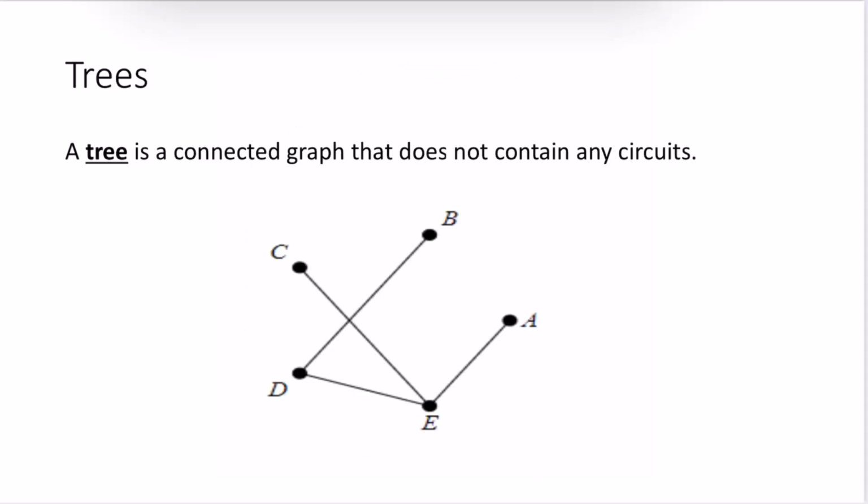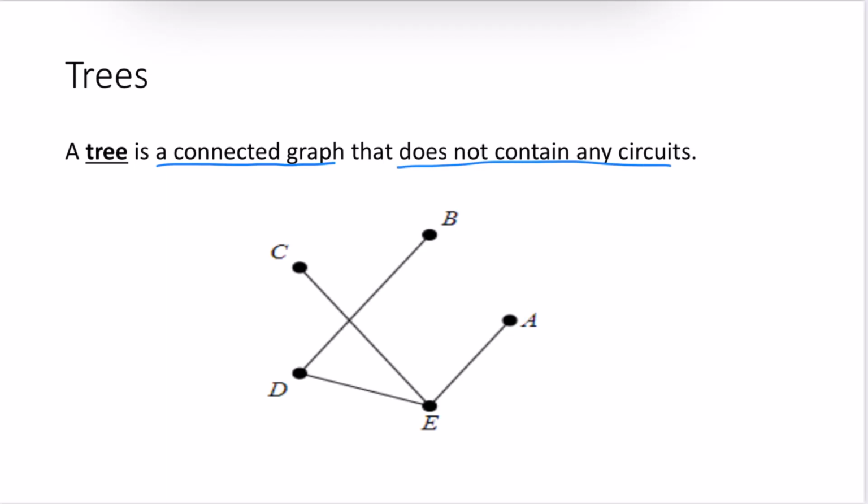All right, so the definition of a tree has 2 parts to it. A tree is a connected graph, which remember that means that between any 2 vertices in the graph, there's a path that exists between those 2 vertices. And then it's specifically a connected graph that does not contain any circuits.